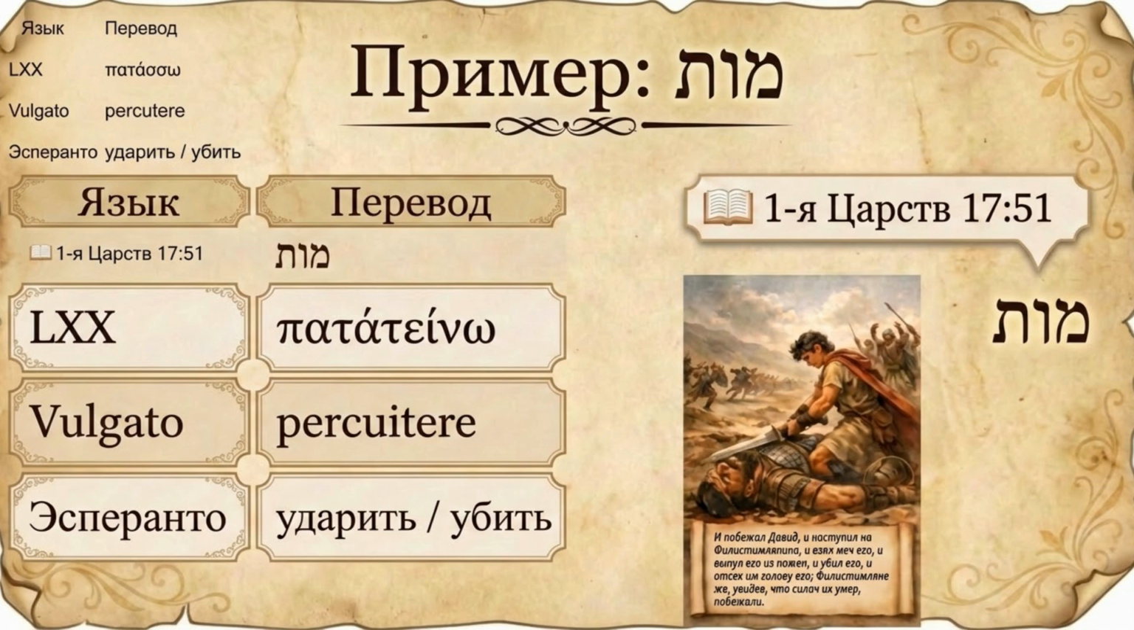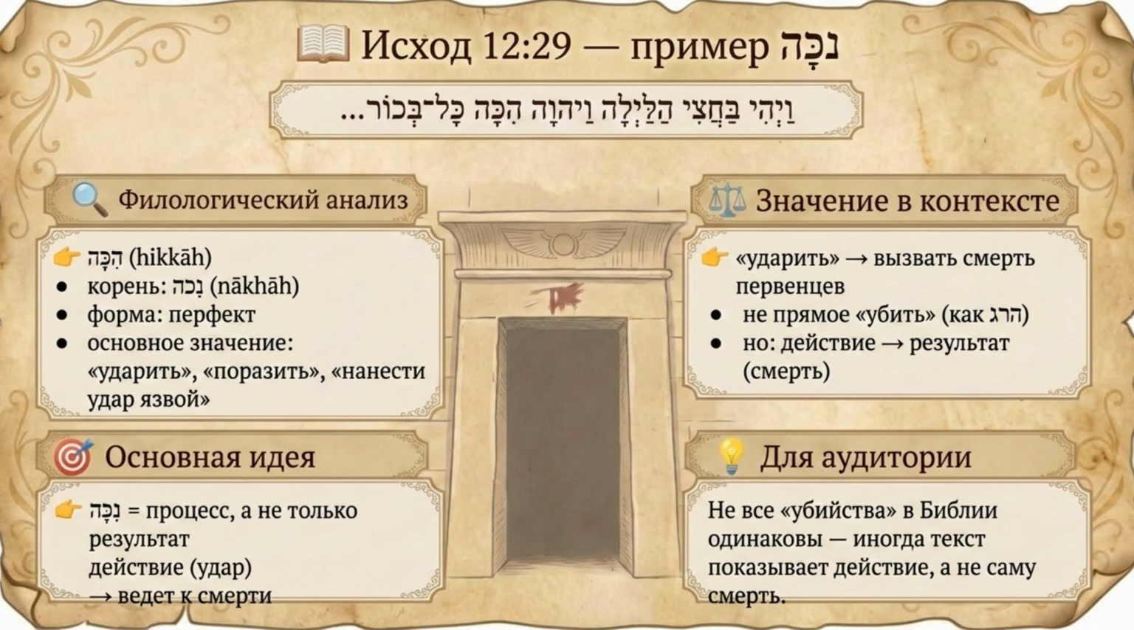In the example from 1 Samuel chapter 17, verse 51, the Hebrew word mut is used. Translations vary, with the LXX using patatino, Vulgate using percutere, and Esperanto suggesting to strike/to kill. Examining Exodus chapter 12, verse 29, the word naka is used. Philological analysis shows it means to strike or to smite. The action leads to death, indicating not all killing in the Bible is direct slaying.